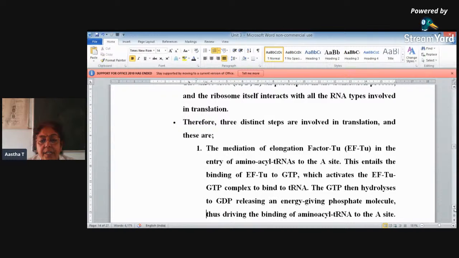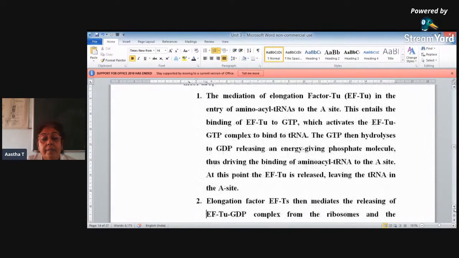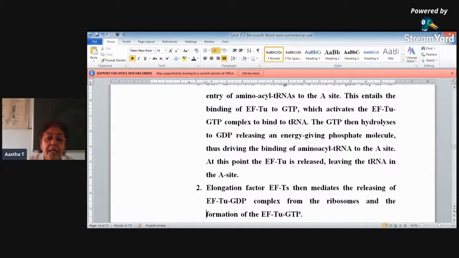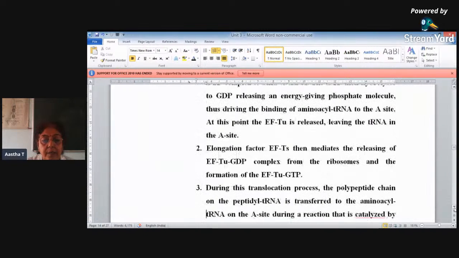This will be possible because of elongation factor Tu. This elongation factor Tu binds to GTP, an energy compound. So this will activate the elongation factor Tu-GTP complex to bind to the tRNA. Then this GTP will hydrolyze, releasing energy and being converted to GDP, and it will give the energy for binding the aminoacyl tRNA to the A site. Then the elongation factor Tu's role is over, it will leave, and the tRNA will also start leaving the A site once the amino acid is released.